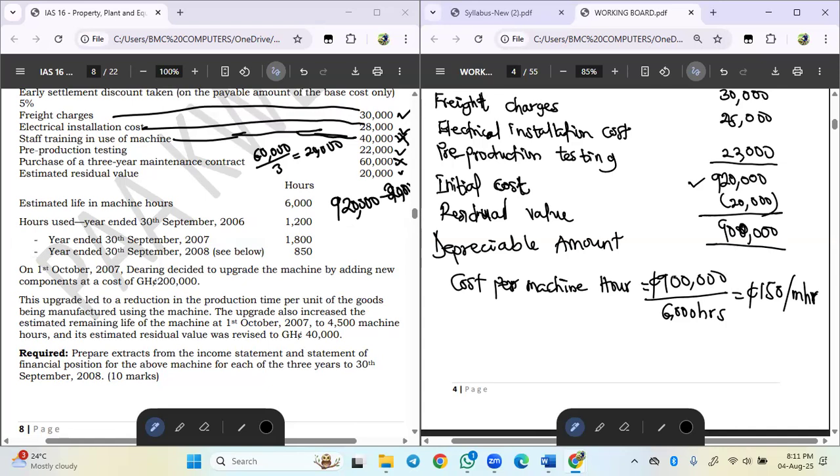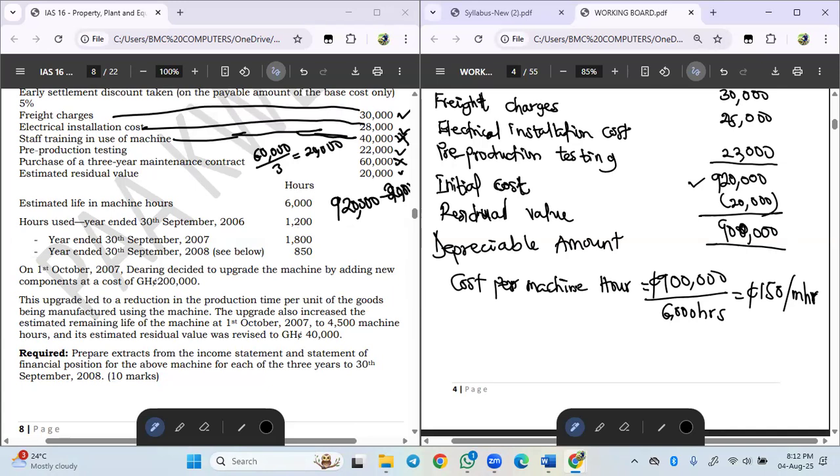Please, is it clear now? Is it clear for everyone here? Yeah, this one, we are using hours. So we've already determined our depreciable amount, that is the 900,000 here. Now we cannot just use this 900,000 multiplied by the 1,002 hours to get our depreciation charge for 2006. No, we have to convert something. And that is the cost per hour. We have to determine the cost per machine hour.